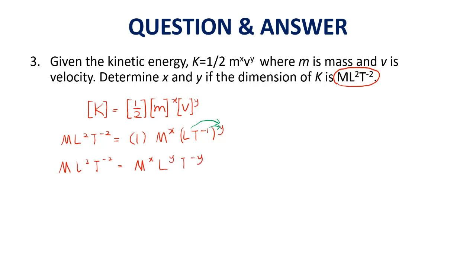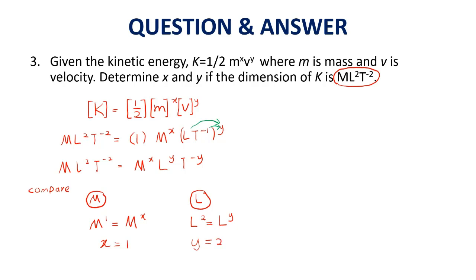Okay, what we have to do now adalah kita kena compare. Compare apa? Kita kena compare left hand side dengan right hand side. So first kita comparekan M dulu. So M, the left hand side M is power of 1, the right hand side is M power of X. Therefore X equal to 1. Okay, done. Now we compare the L. Kita compare L, left hand side L square, right hand side L power of Y. So therefore Y equal to 2.